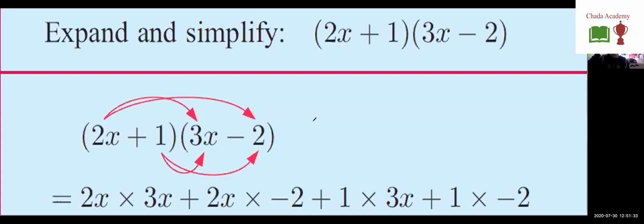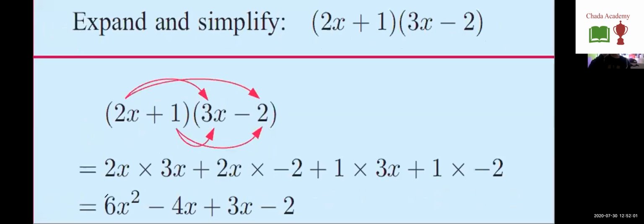Plus 2x times minus 2, what's that? Minus 4x. Yes. Plus 1 times 3x is just 3x. And 1 times minus 2 is minus 2. So this is what we have. And finally, 6x power 2 minus 4x plus 3x. What's minus 4x plus 3x? Well, 5. Oh no, wait.